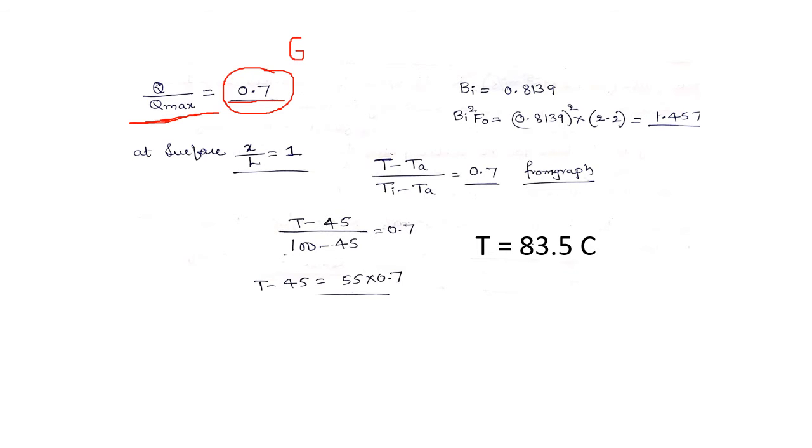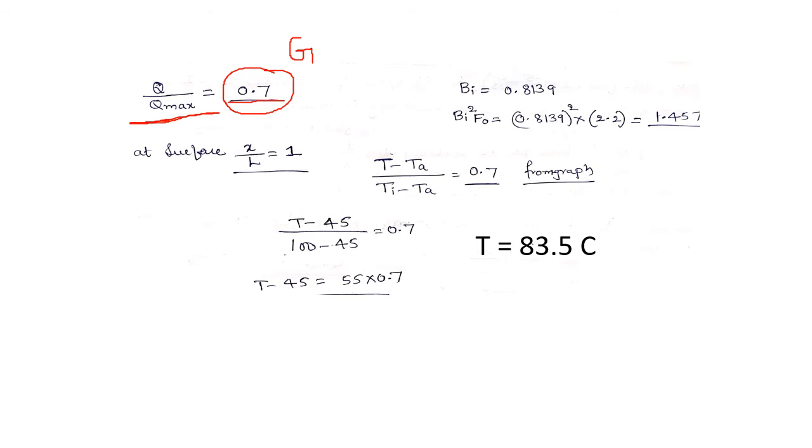Let me write here: graph. This value I have taken directly from the graph. On the graph we again require two values. The Biot number we have already calculated as 0.8139, and this value is also available on the graph. So let me first calculate that value, the Biot number.